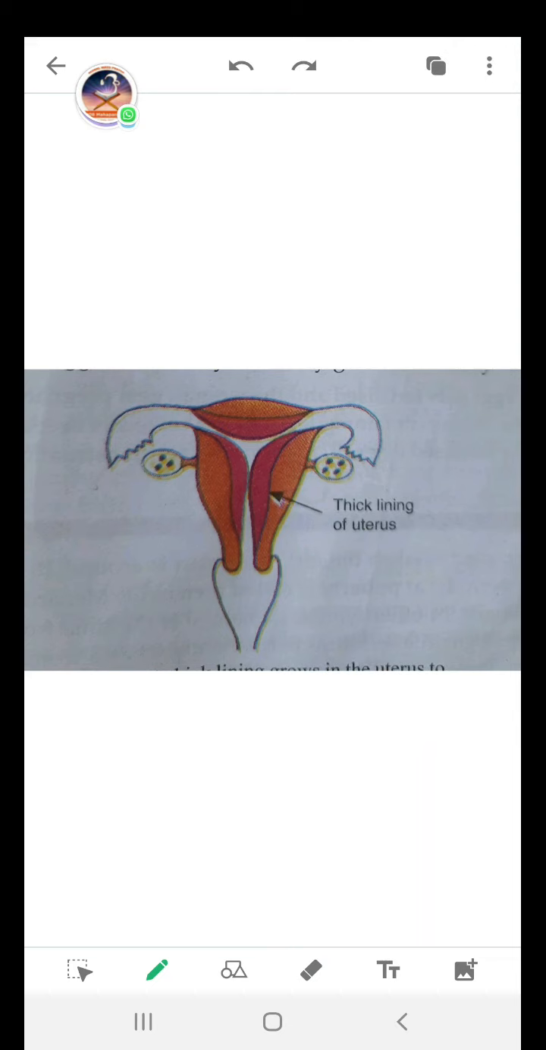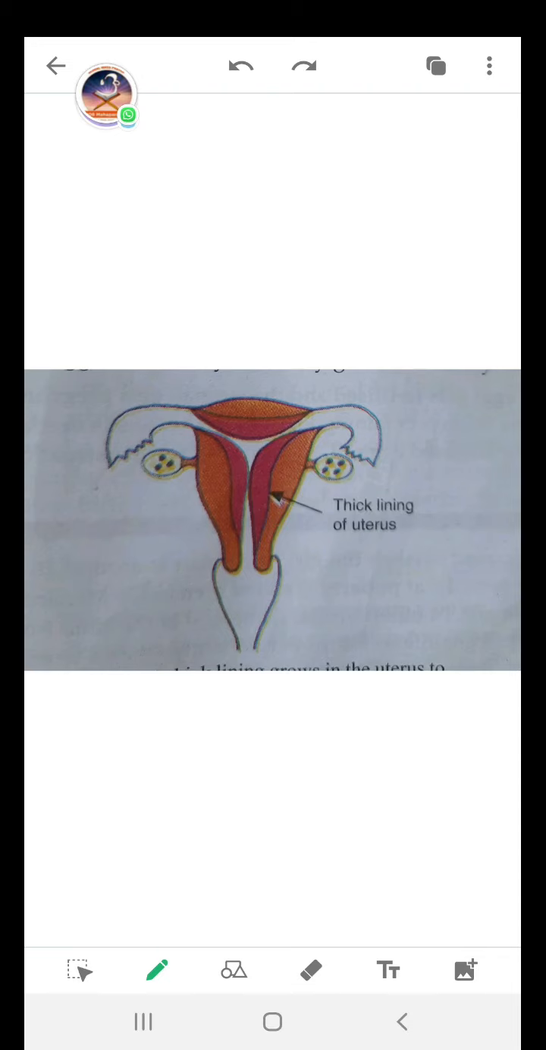So the process of the menstrual cycle is controlled by hormones. And I want to clear this thing: menstruation stops temporarily when the egg gets fertilized. I mean to say, when the woman gets pregnant, then menstruation stops, temporarily.